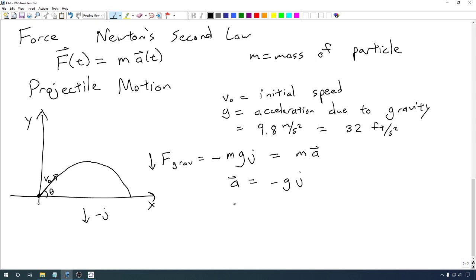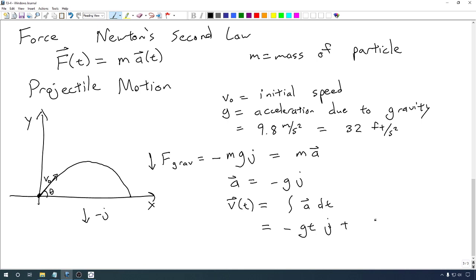So if we integrate it to get the velocity vector, which is now going to depend on time, it's the integral of acceleration with respect to time. And so we end up getting minus gt times j. Remember, we integrate the components separately. The component of i, we don't have to do much because it's not there. The component of j, we integrate minus g, and we get minus gt.